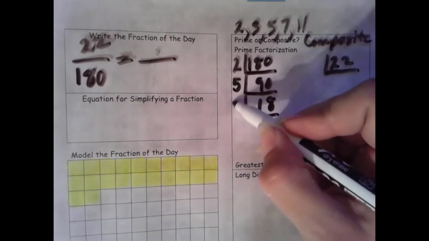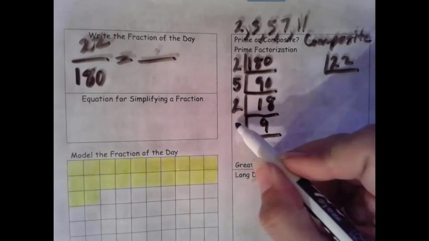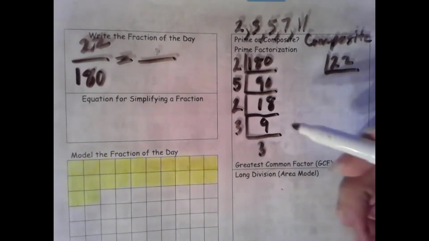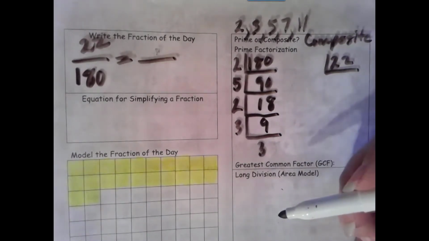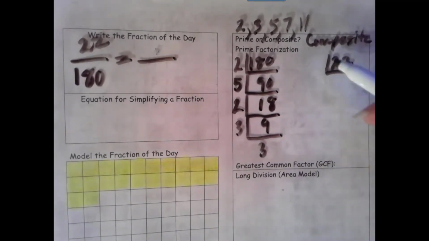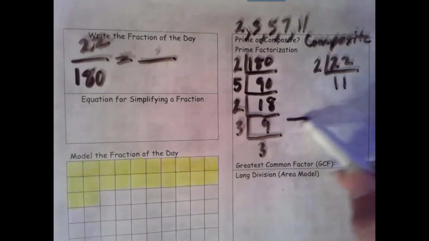18 is even. Half of 18 is 9. 9 I can divide by 3, and then I get 3. When I finally get to a prime number, I am done. Now 22 is even, so I can divide by 2. I get 11. 11 is prime, so I am done.